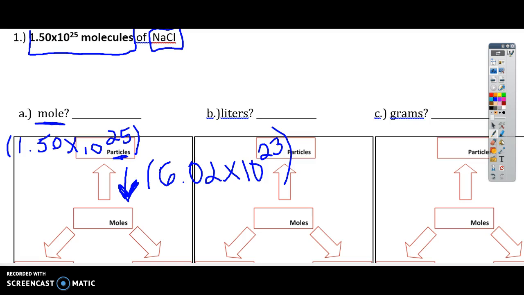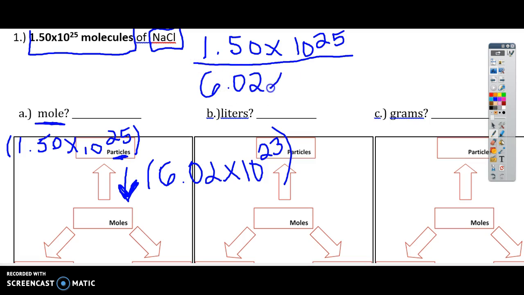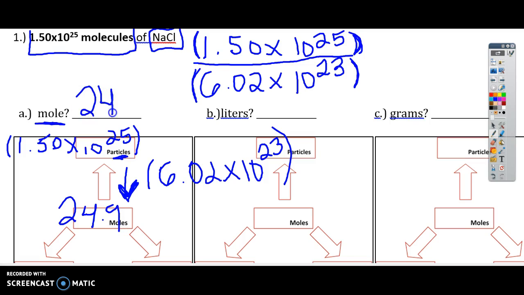So now you have these two numbers that we're going to divide. Let me rewrite this on top here: 1.50 times 10 to the 25th divided by 6.02 times 10 to the 23. When you put this in your calculator, make sure you always put this in parentheses, and make sure you put the correct exponents for bottom and top. Dividing 1.50 times 10 to the 25th by Avogadro's number, you should get 24.9 moles. This is the final rounded number.